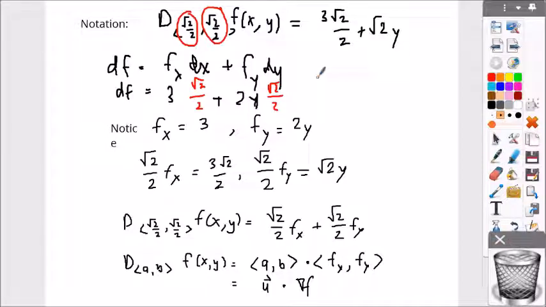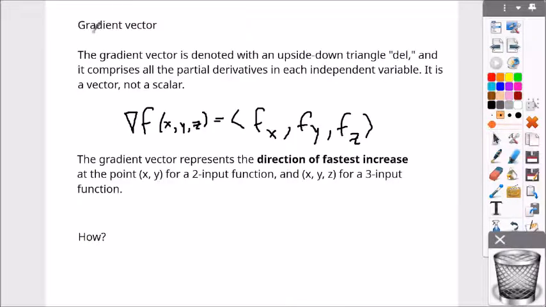You could use the angle, like what I said in the beginning, or you can dot product your unit vector with your partial vector. I will call it a partial vector, but it's called a gradient. It's just a vector of partials. The gradient vector is denoted with an upside down triangle, del, so del f, and it comprises all the partial derivatives. It is a vector, not a scalar.